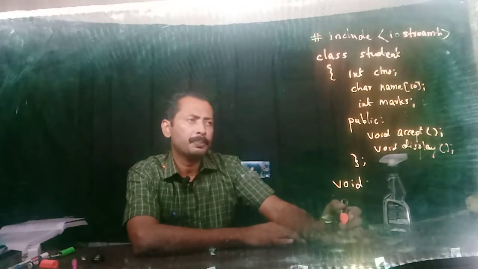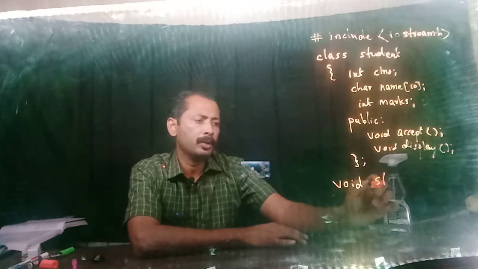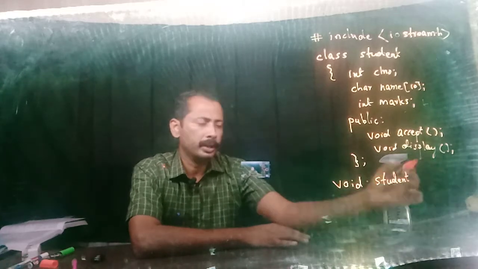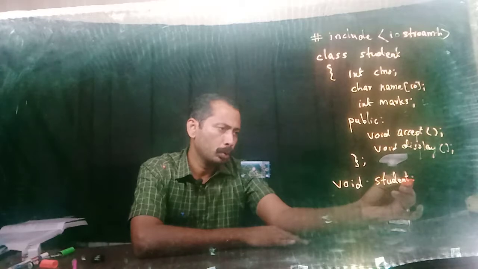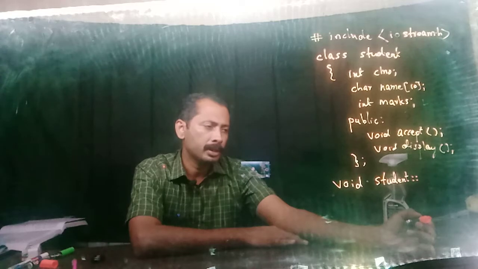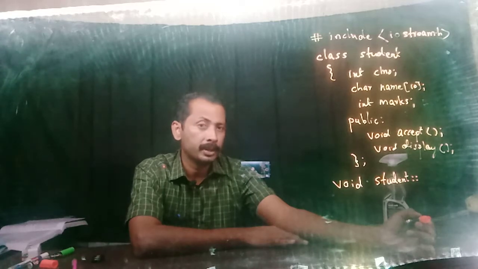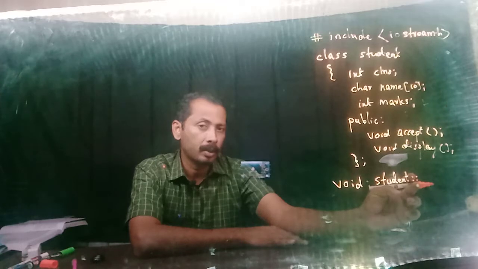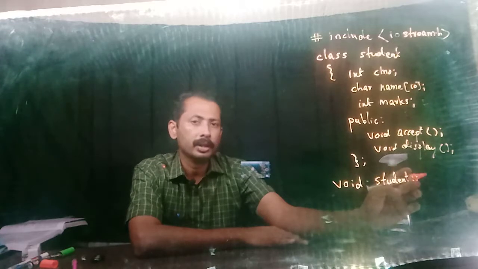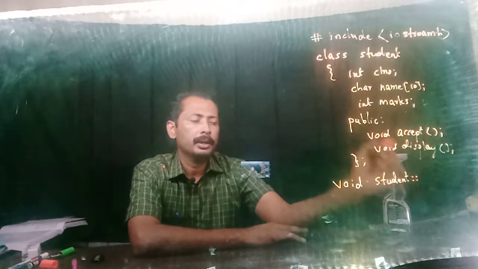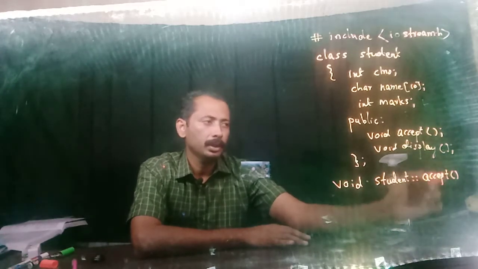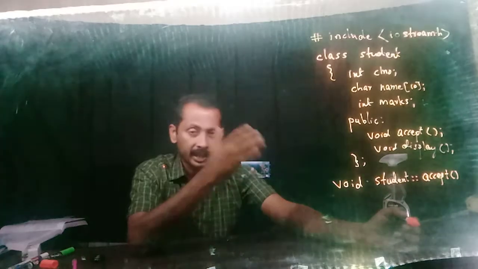Then I have to specify a class name. This function belongs to the class student, so I have given void student. Then I am using two colons, and this operator is named the scope resolution operator in C++. Scope resolution operator is nothing but two colons. So void student, then I have to give the function name accept. So this is the method of defining a function outside the class.